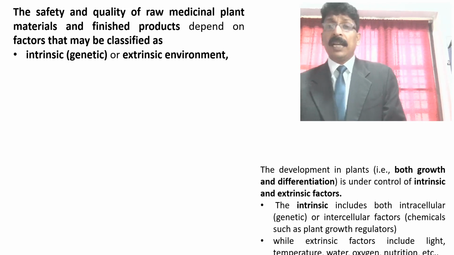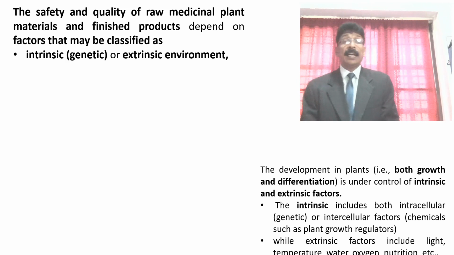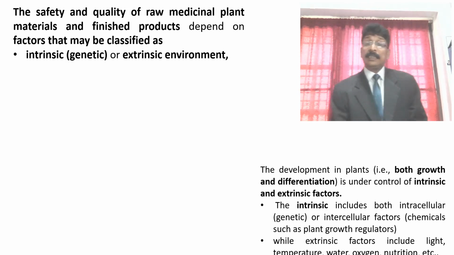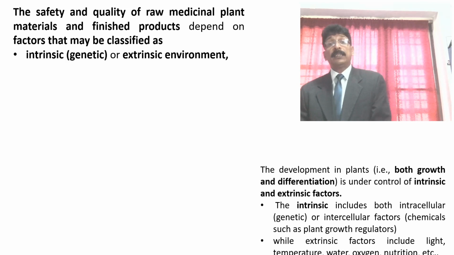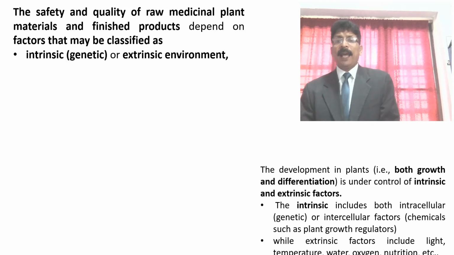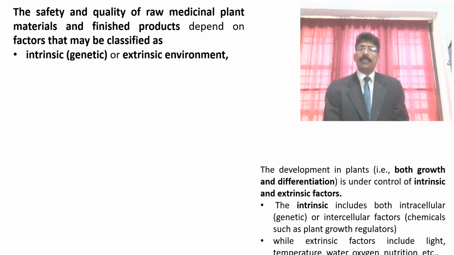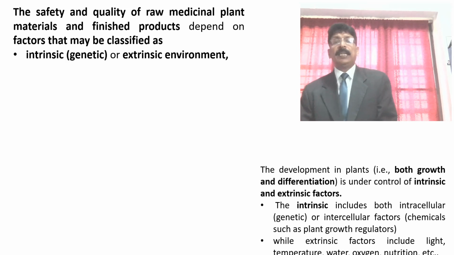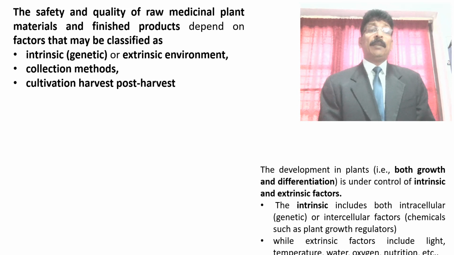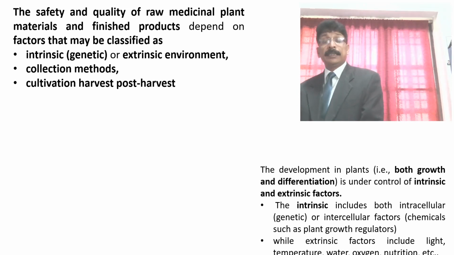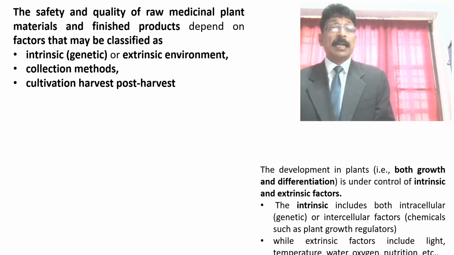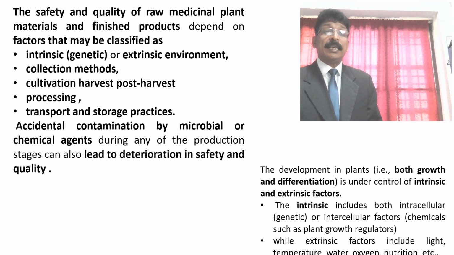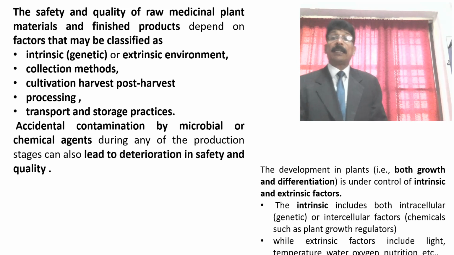This students have to write. Intrinsic means genetic character, extrinsic means an environmental factor. The intrinsic includes both intracellular genetic and intercellular factors, chemical and plant growth regulators, while the extrinsic factors include light, temperature, water, oxygen, nutrition, etc. Collection methods which can be followed can also be included in the agricultural or medicinal plant quality assurance: collecting, harvesting, post-harvesting, processing, transport and storage practices.